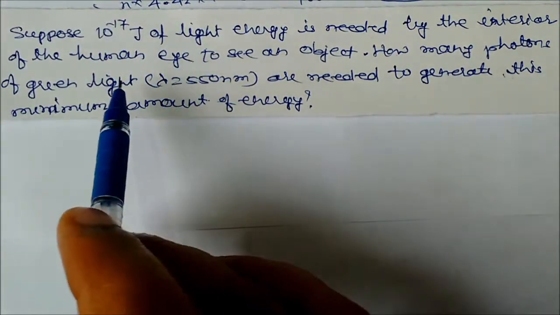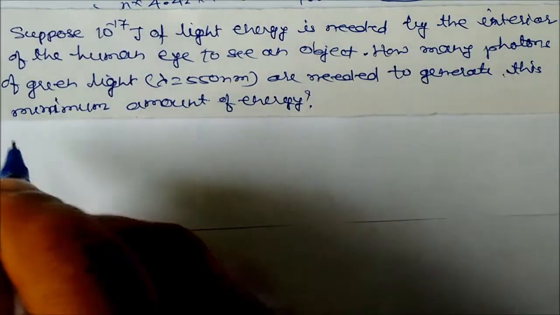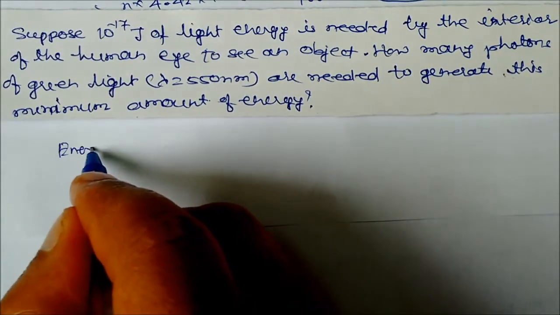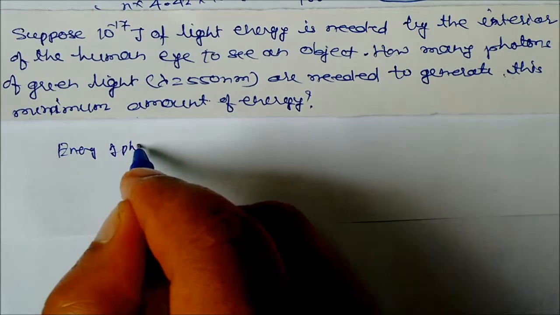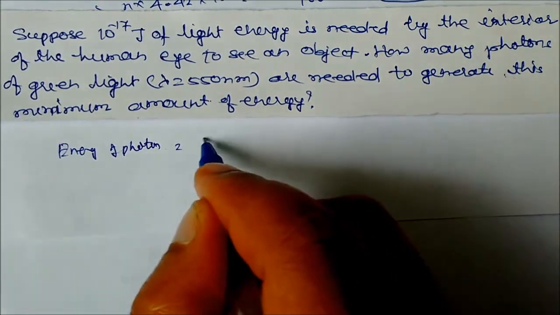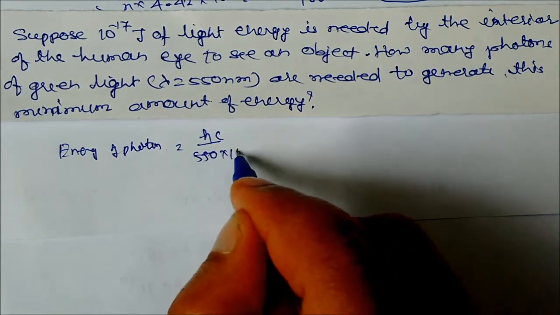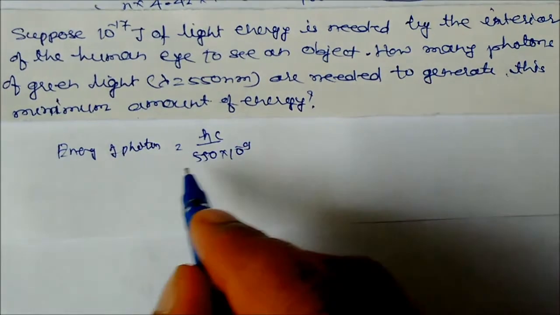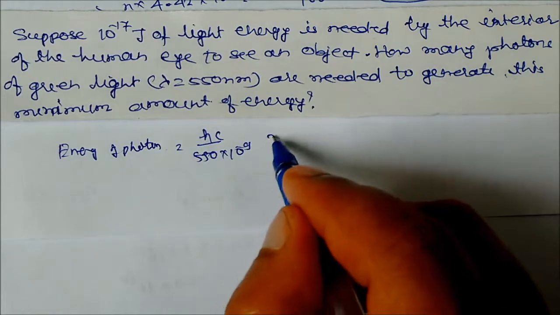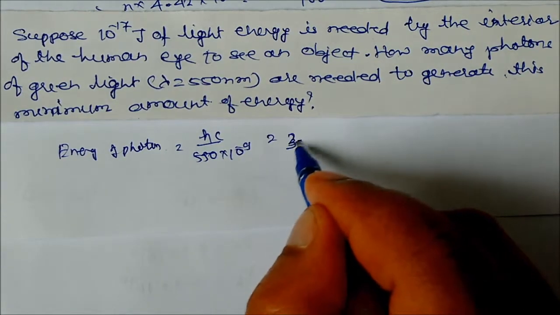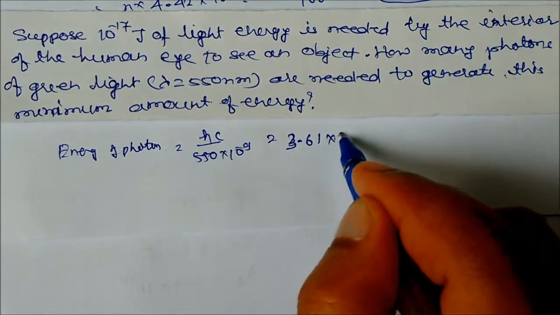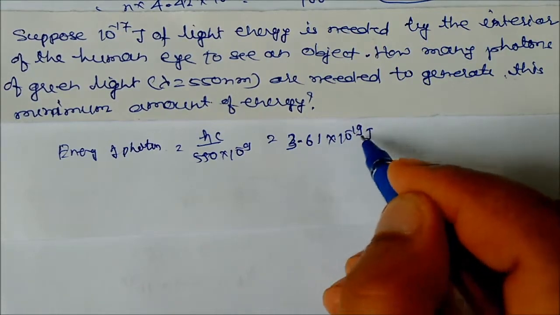So what is the total energy per photon? The energy of a photon will be hc divided by the wavelength. The wavelength is given here: hc divided by 550 into 10 power minus 9. This is the energy of one photon. If you solve it, this will come to about 3.61 into 10 power minus 19 joule. This is the energy of one photon.